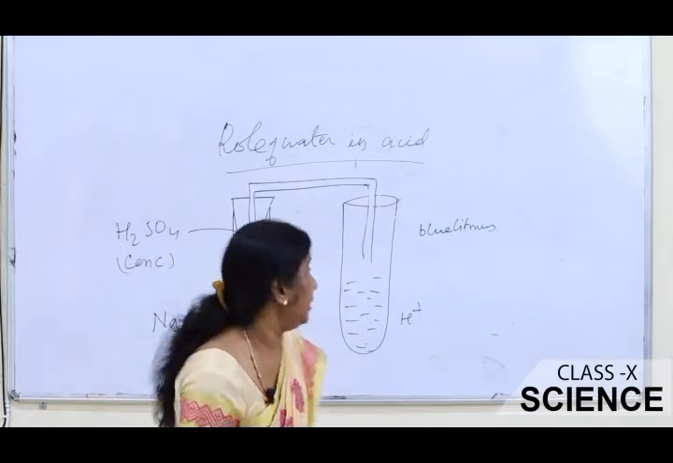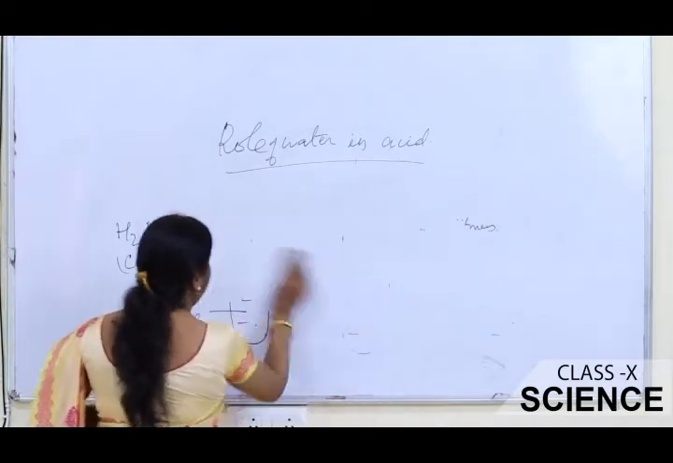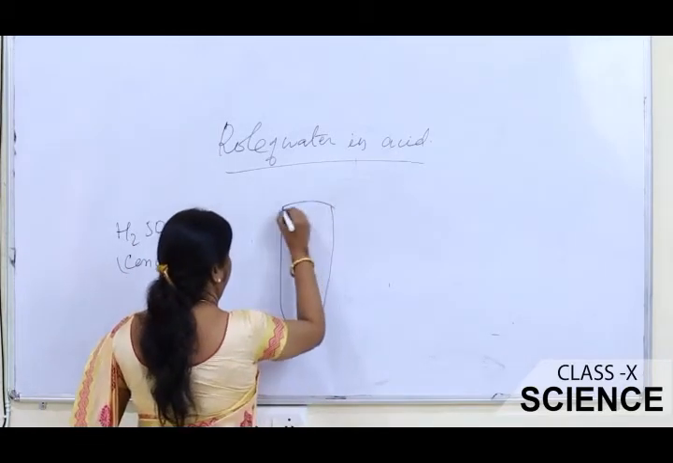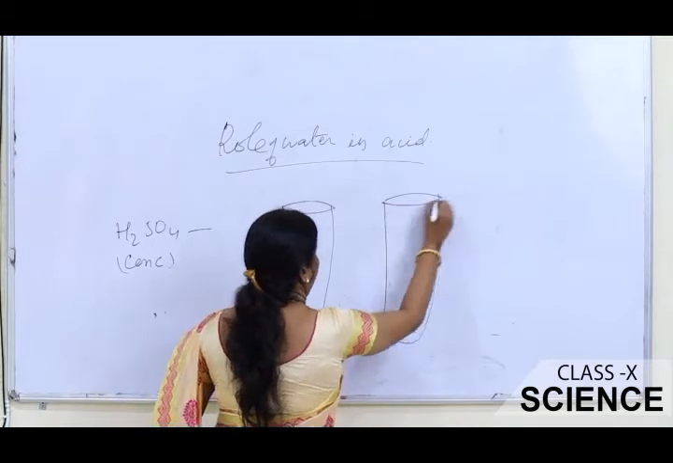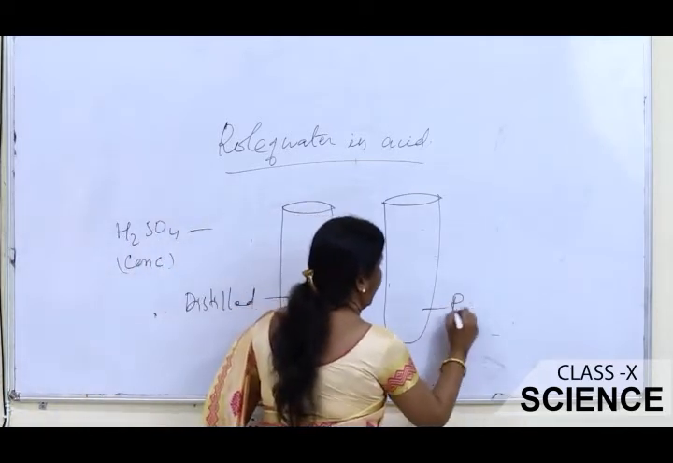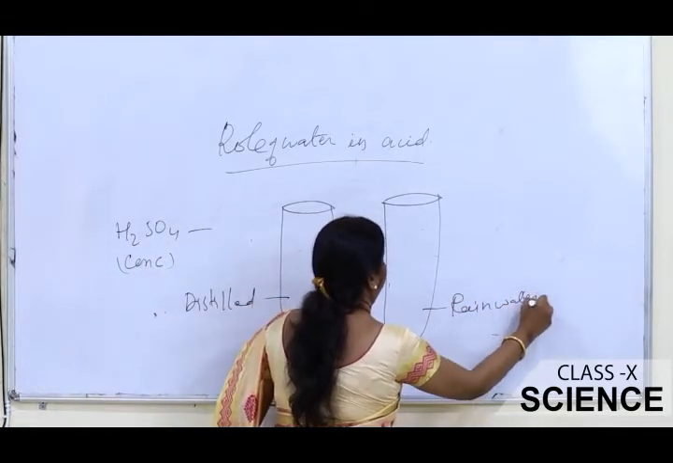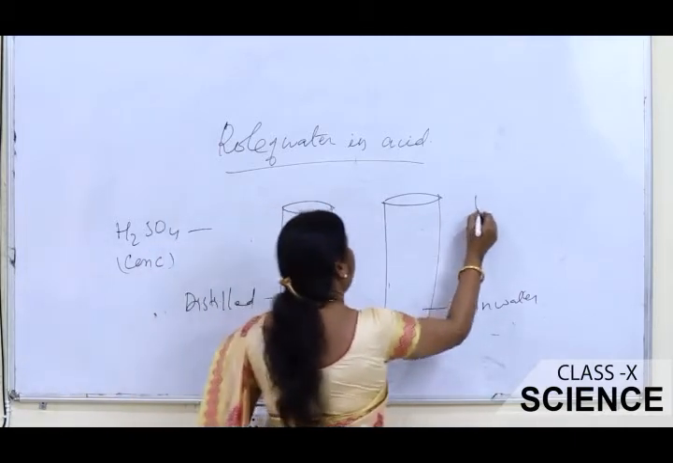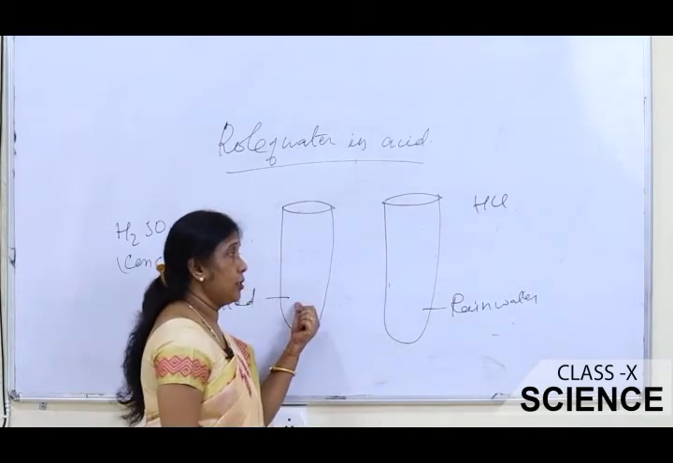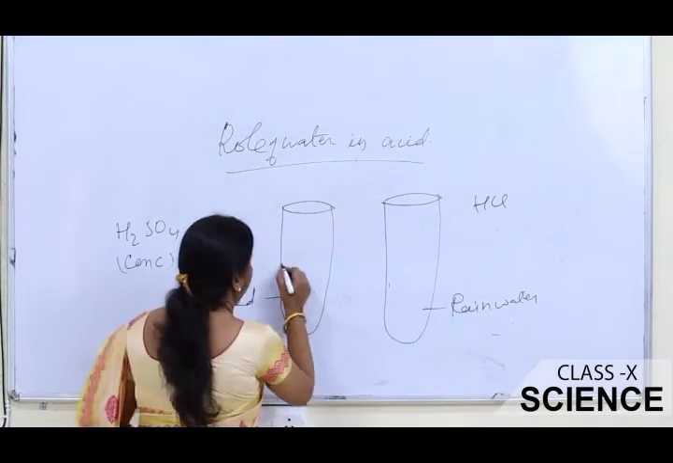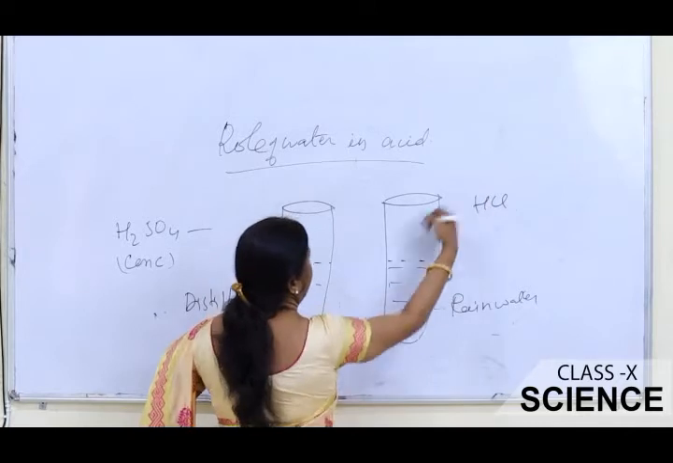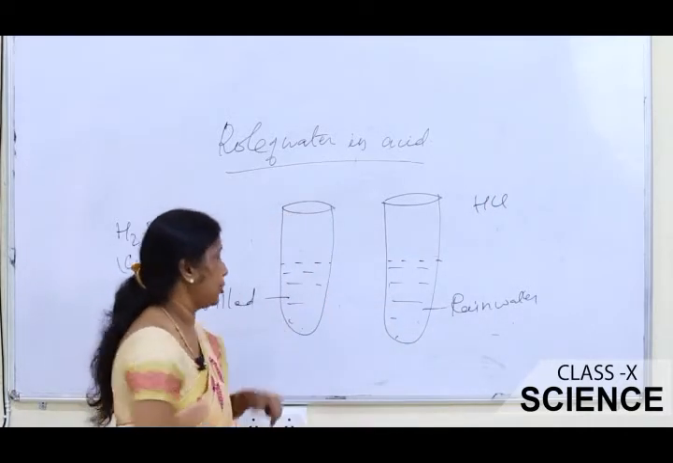Now one more thing I would like to tell you here. Let's take two test tubes. In one test tube I will take distilled water, and in another test tube I take rainwater. Then I'll add the same amount of HCl into the distilled water and the rainwater. This much distilled water, the same amount of rainwater, and then I'll add the same amount of HCl into both the test tubes A and B.